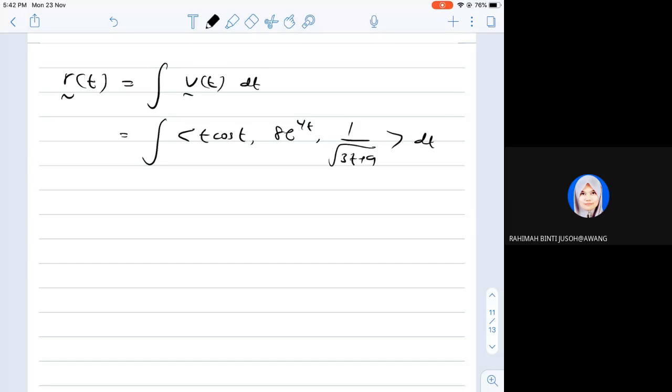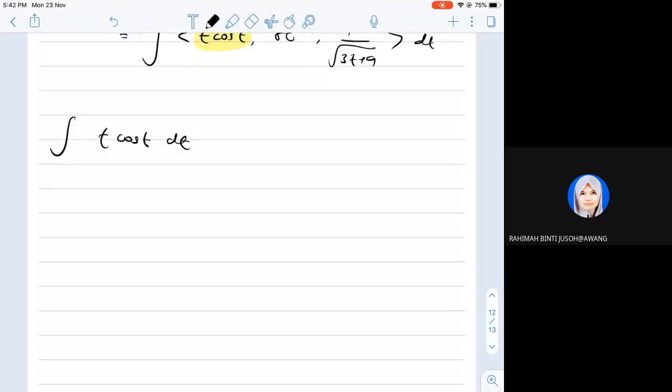So let us integrate the first term. Integrate t cos t dt first. We integrate one by one. By parts, yes. You can use either integration by parts, or you can use the tabular method. Have you ever heard about the tabular method? Okay, the tabular method is similar to by parts, but it is much easier. So I'm going to show you the solution by using the tabular method.